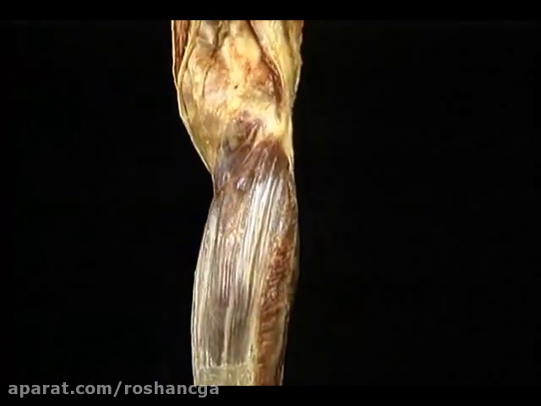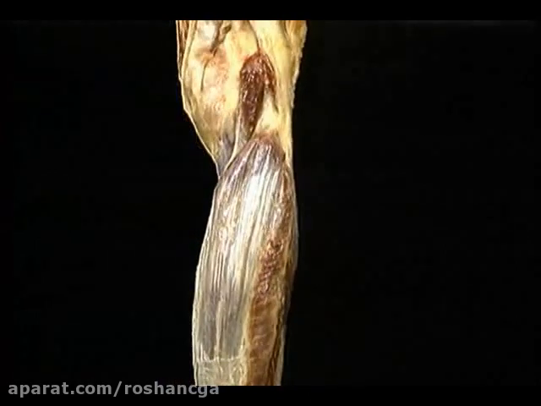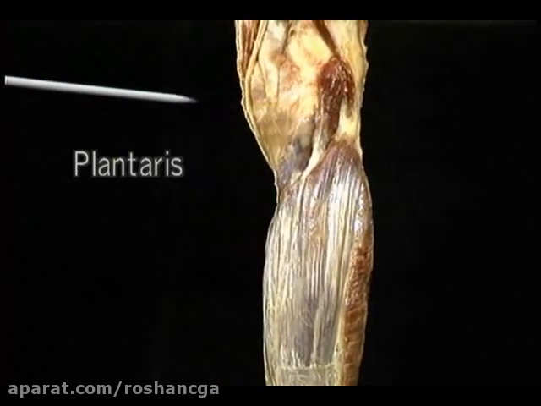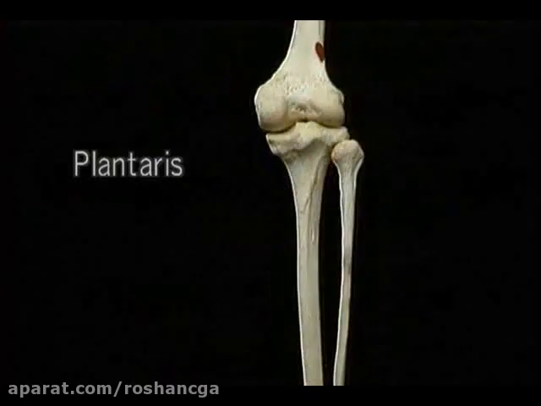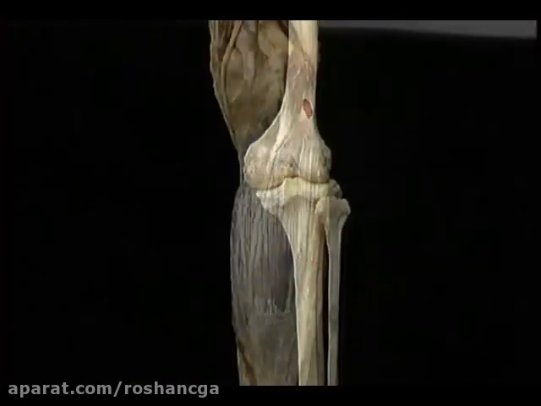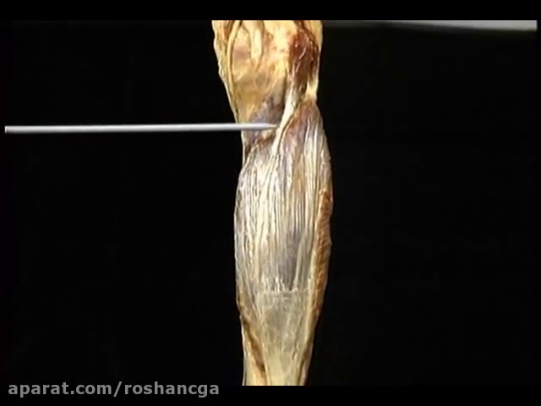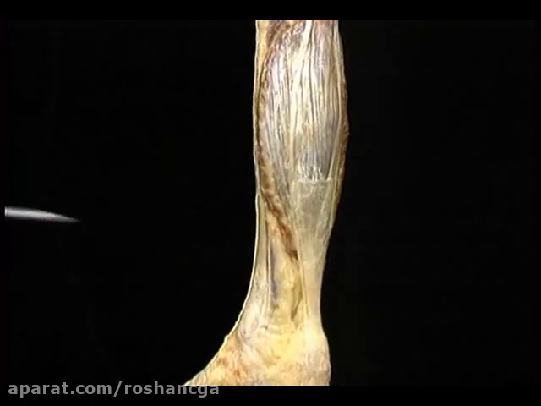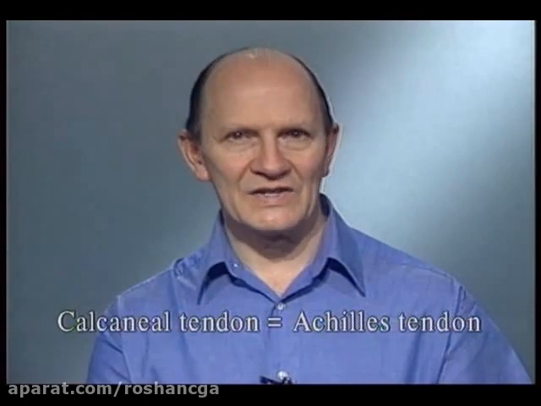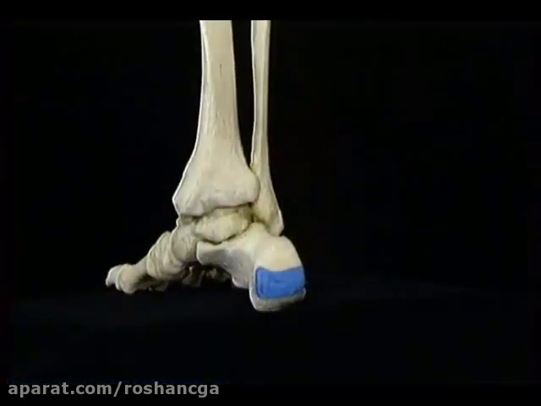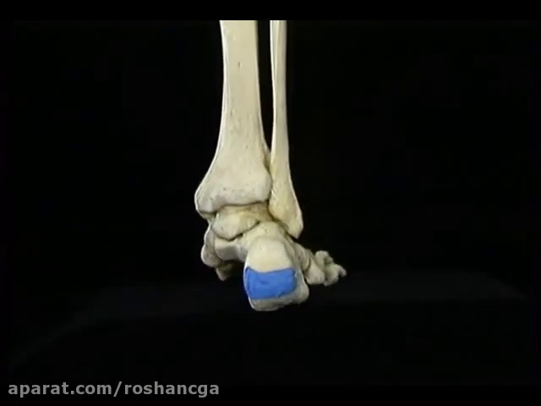For completeness, we'll add plantaris to the picture. Here it is. Plantaris arises here, on the lateral epicondyle of the femur. The long tendon of plantaris runs almost to the ankle before uniting with the calcaneal tendon. The calcaneal tendon is also known as the Achilles tendon, or simply the heel cord. It inserts into a broad area here, on the back of the calcaneus.